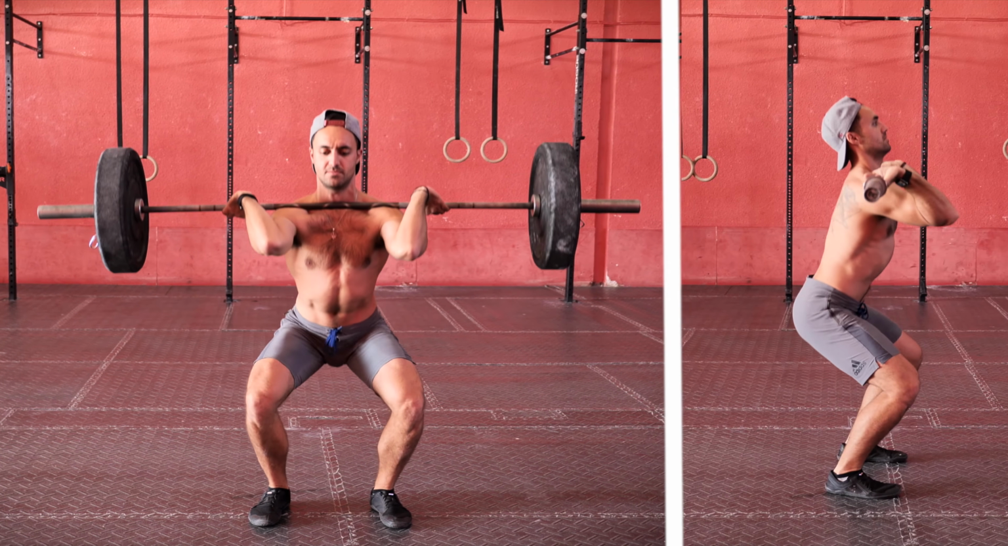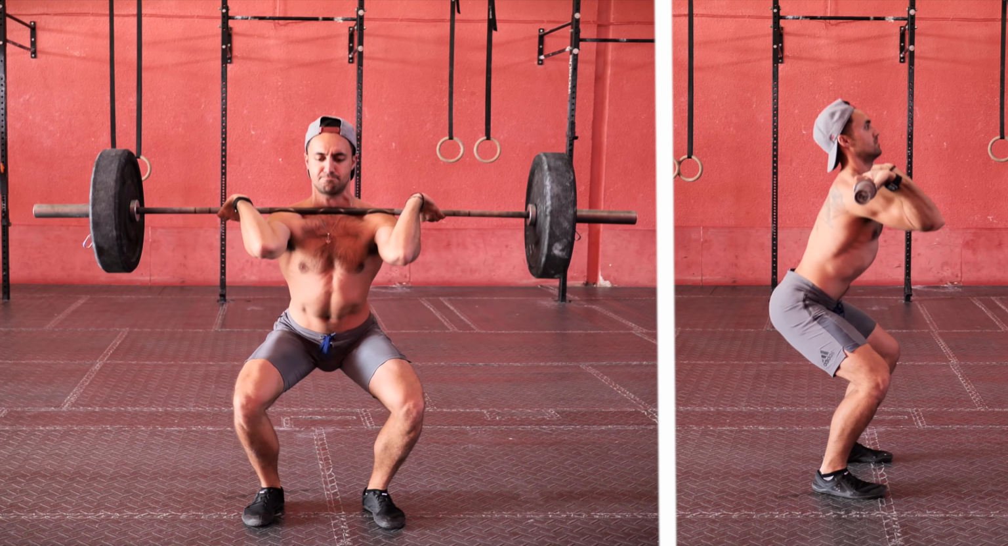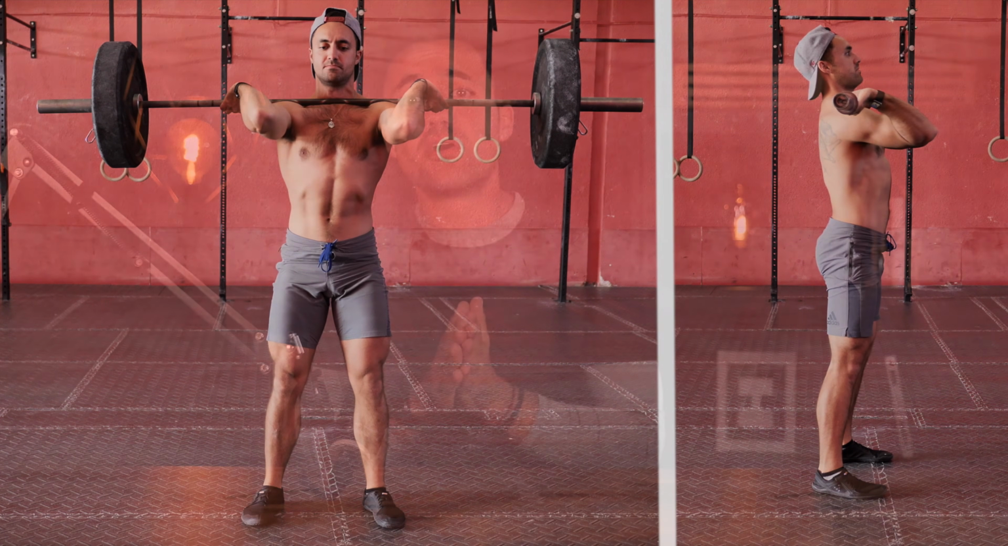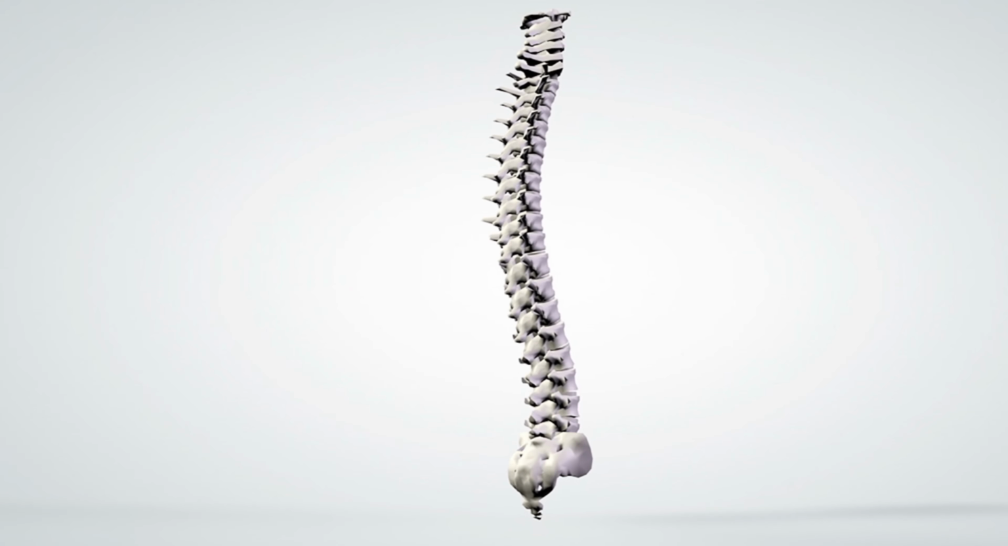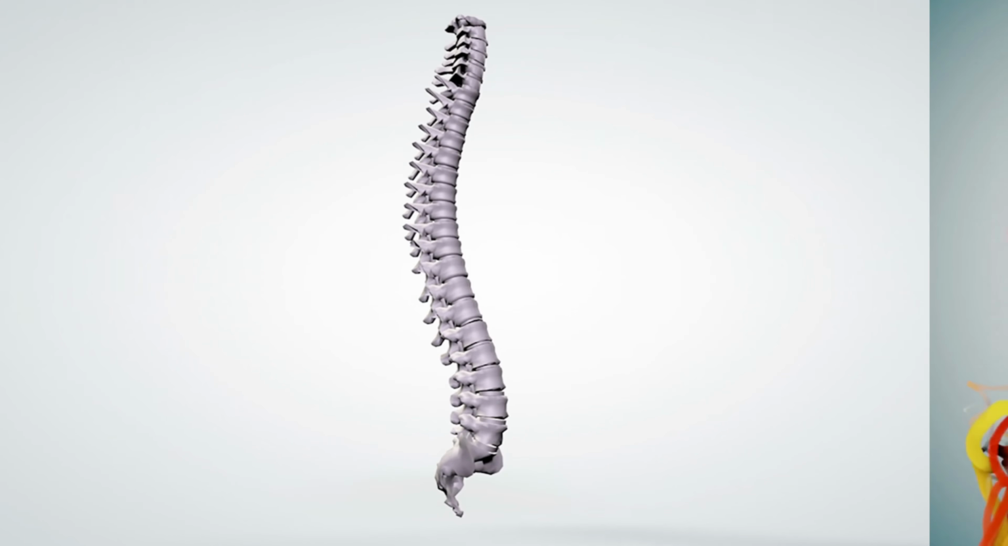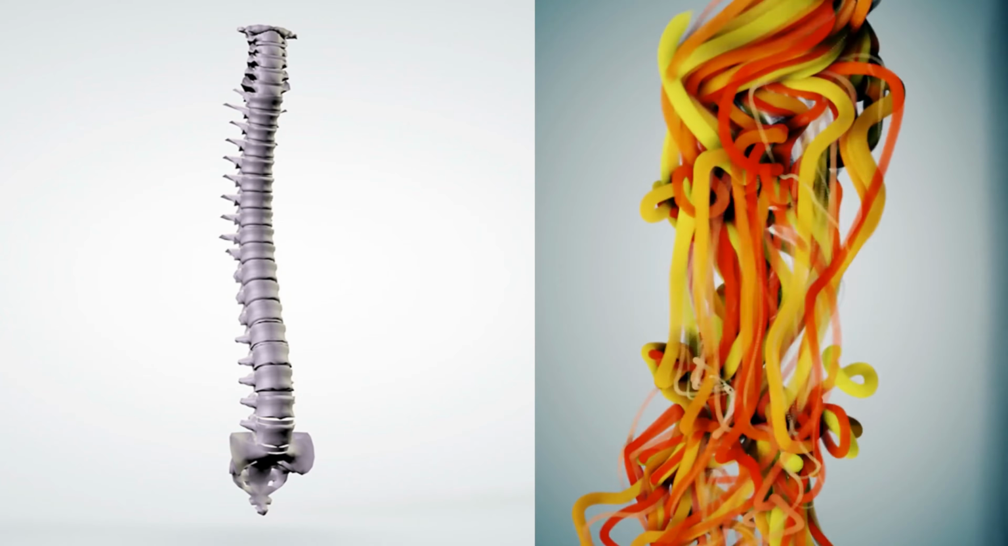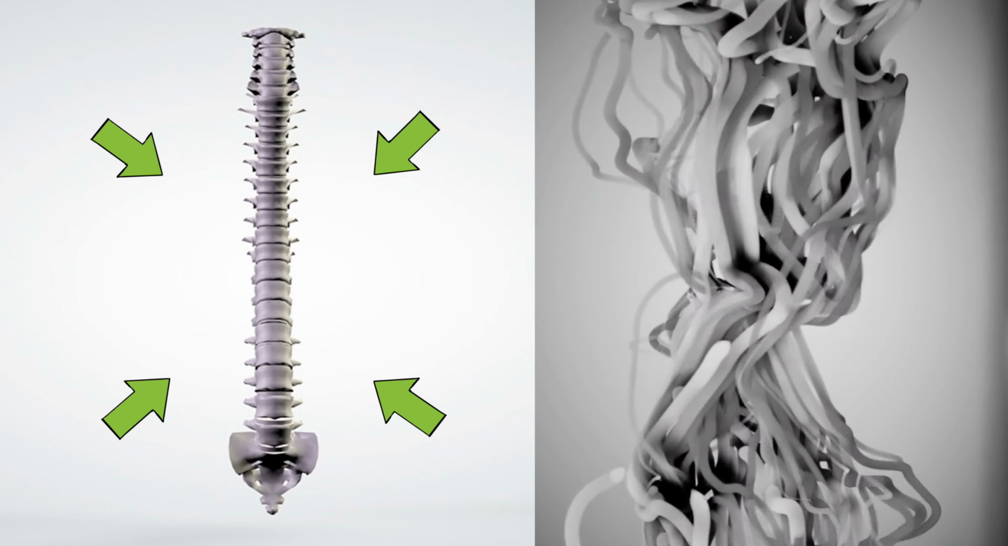The more stable the spine is, the more efficiently the force can be transmitted into the bar. The same goes for any other movement. So what's better, having a robust steel rod of a spine to do this job, or a flexible spine like a piece of spaghetti? I think the answer is pretty obvious.